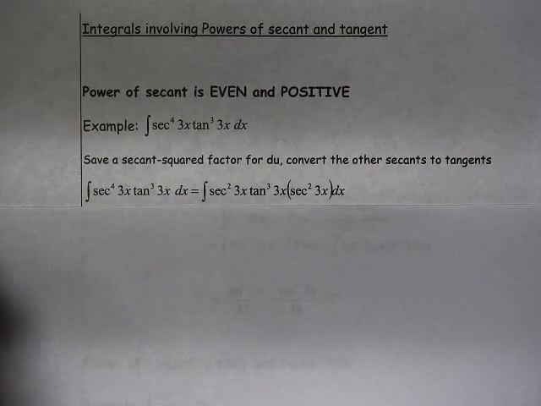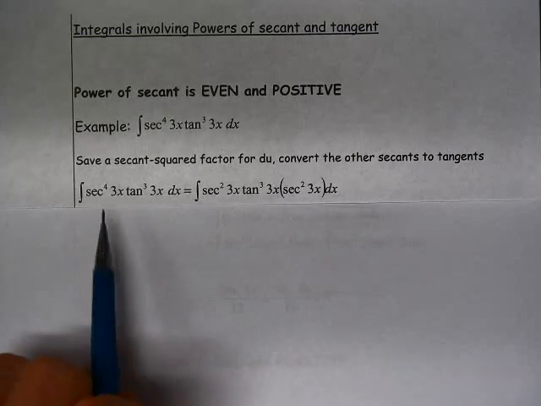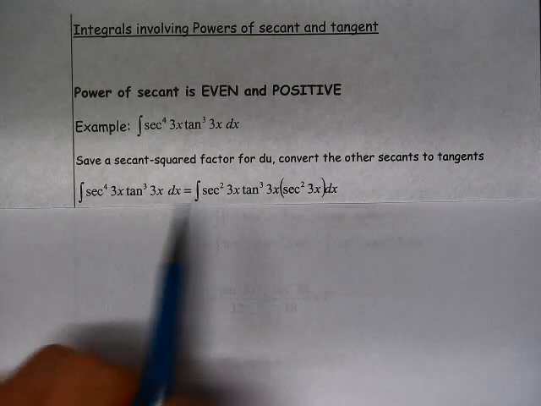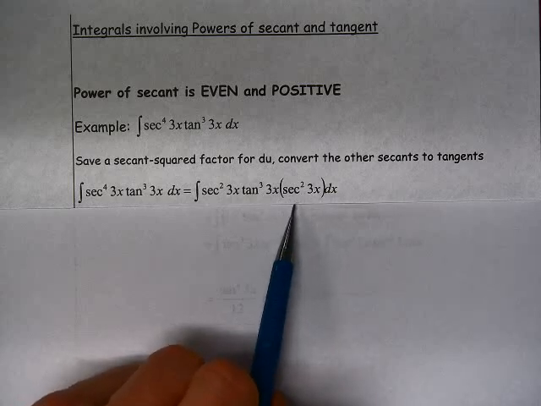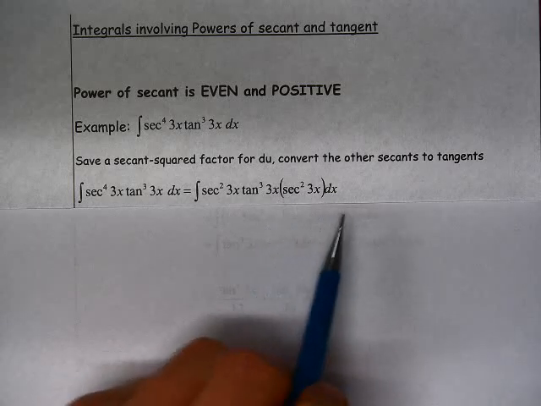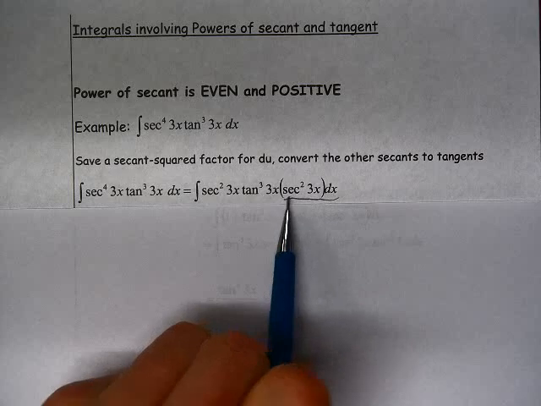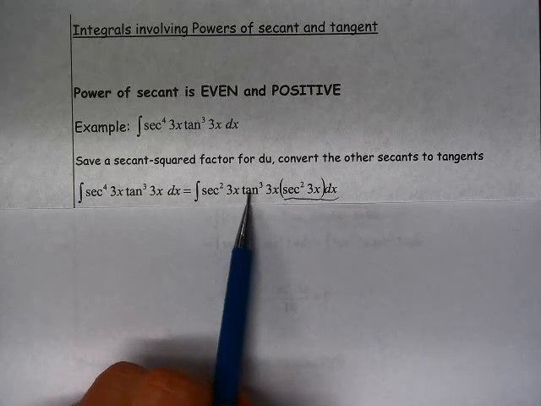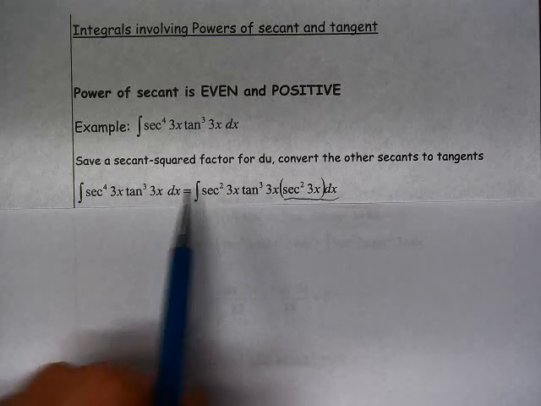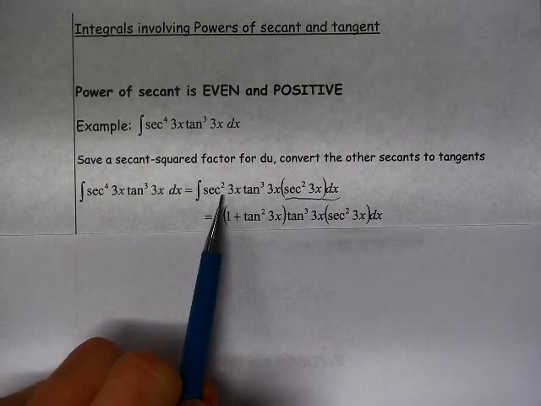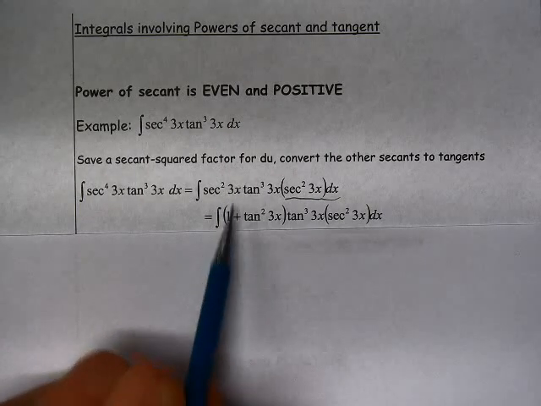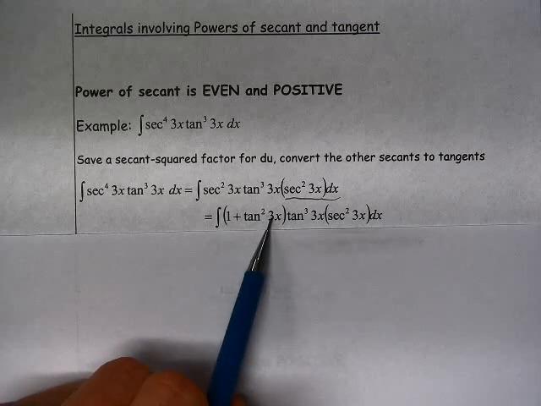Right, so here's our example. We take that secant to the fourth, we factor out a secant squared. I've put it in parentheses here. I don't really need to. I just wanted to emphasize that that's where it went. And I have a secant squared left, and a tangent cubed is the same as what we started with. Then use the Pythagorean identity to turn the secant squared 3x into a 1 plus tangent squared 3x.